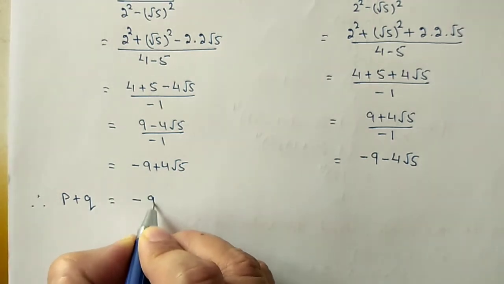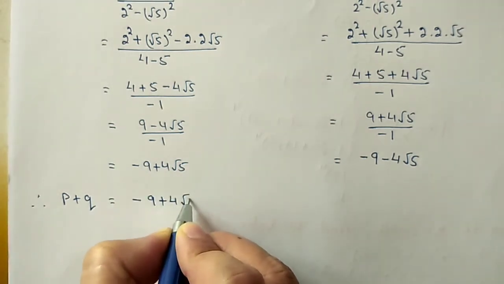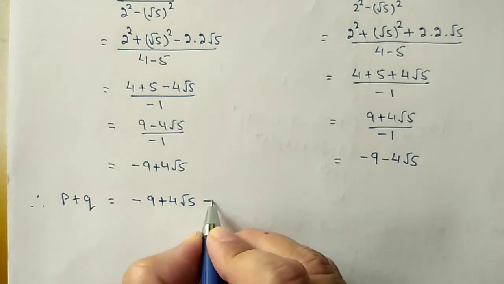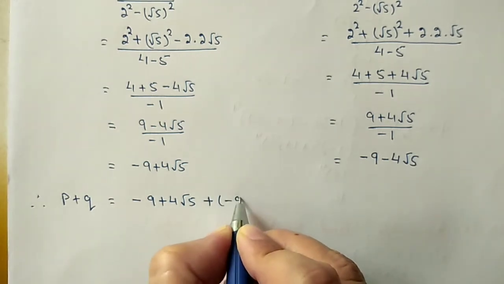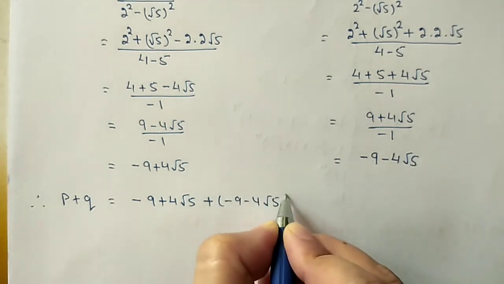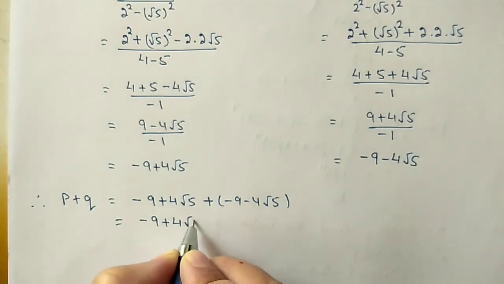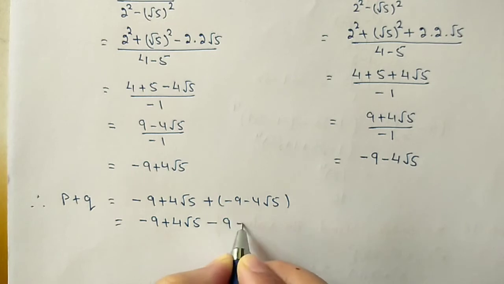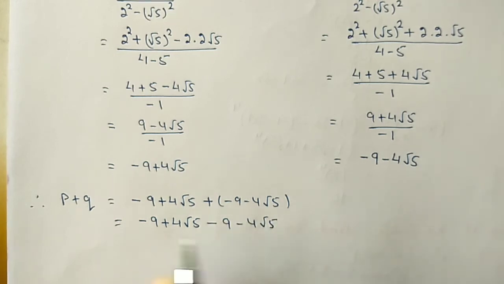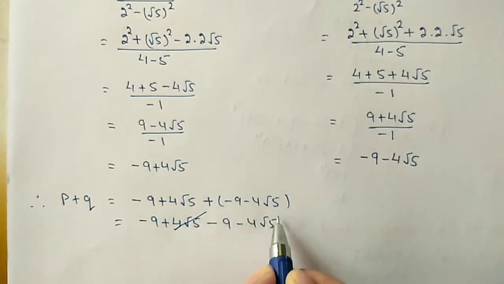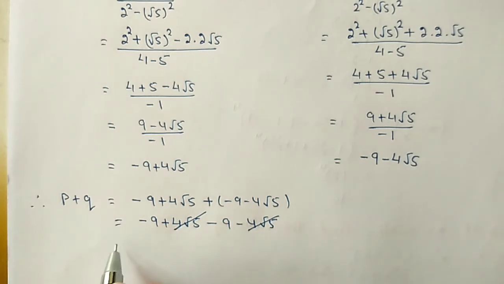P is minus 9 plus 4 root 5, and we have to add this. So plus minus 9 minus 4 root 5. After removing the bracket, we will get minus 9 minus 4 root 5. So you can see plus 4 root 5 and minus 4 root 5 will cancel out, and minus 9 will become minus 18.